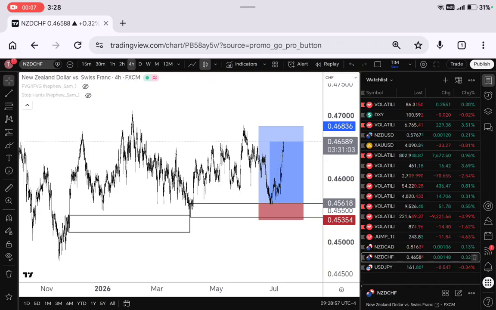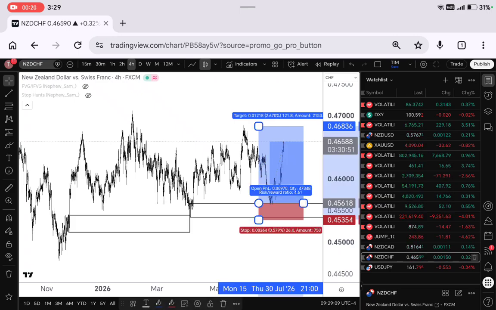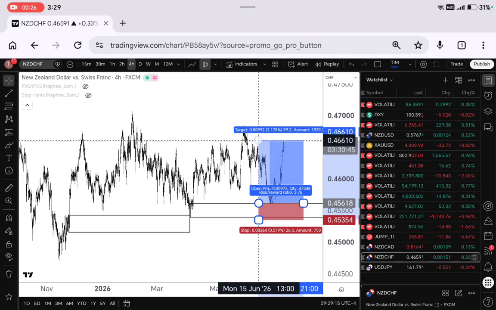So just want to do a breakdown on NZDCHF. I had analyzed this trade and I just want to show you how it went and how it's going. So far it's running in profits, and it's 1 to 4, almost 1 to 5, and right now profits are running around 100 pips, almost 100 pips, 98 pips right now.